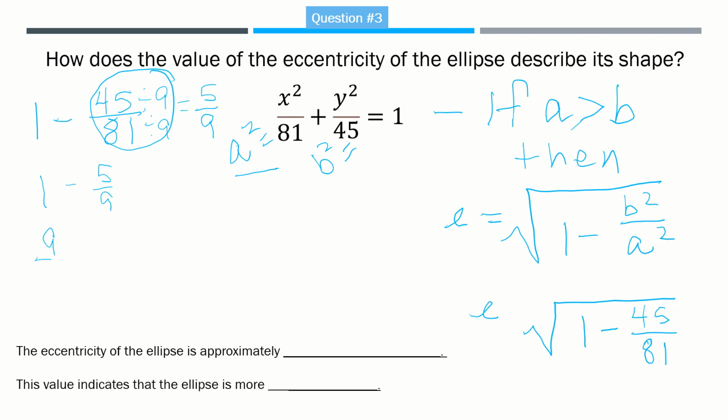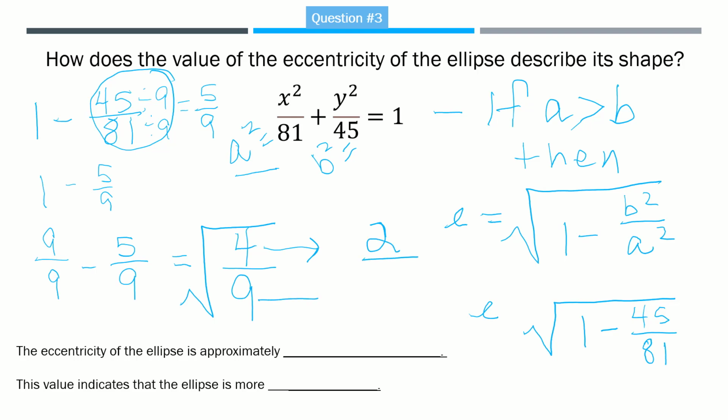Write 1 as 9/9. You want to keep these as fractions. Don't convert these to decimals, because you'll start running into error, and if you try to convert it back, it's going to be difficult to find your answer. 9 minus 5 is 4. So 1 minus 45 over 81 is 4/9. Now we want the square root of that. And 4 is a perfect square, so we can take that out from under the radical as 2. And 9 is a perfect square. Square root of 9 is 3. So this comes out as plus or minus 2/3.